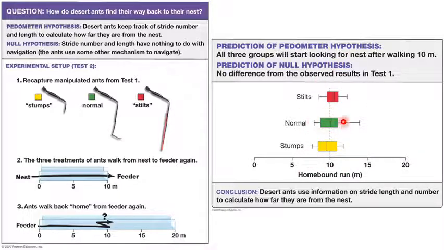So the normal ants started zigzagging at 10 meters, and the long leg ants started zigzagging at about 10 meters, and the short-legged ants started zigzagging at about 10 meters as well. So they're all basically starting to zigzag at the same point. So that means that when they are able to know what their stride length is, then they're able to get back to that original calculation of when they should start zigzagging, which would be based on their stride length and on their number of strides.